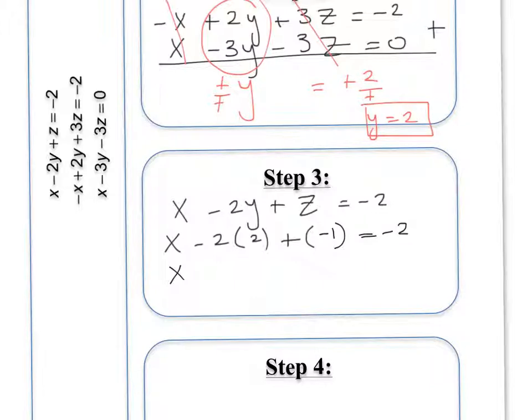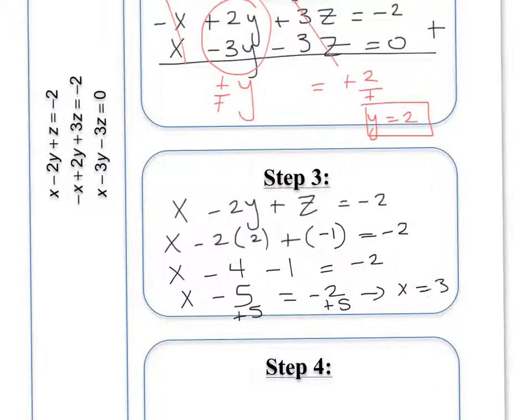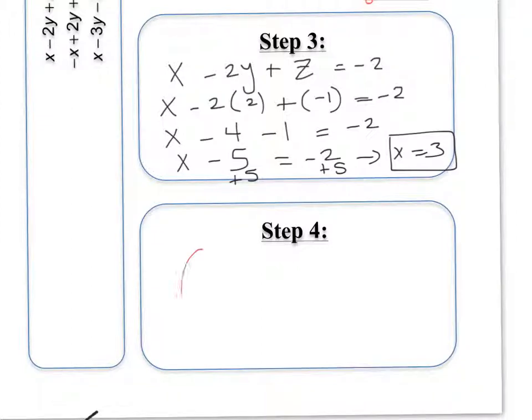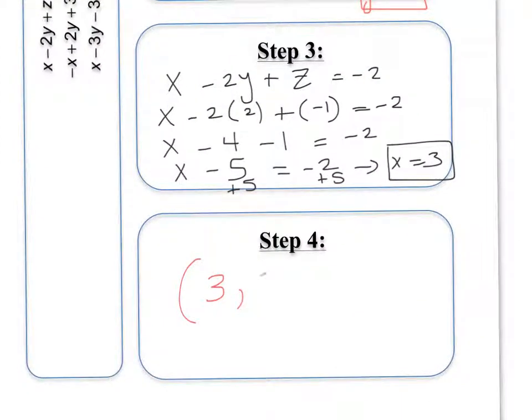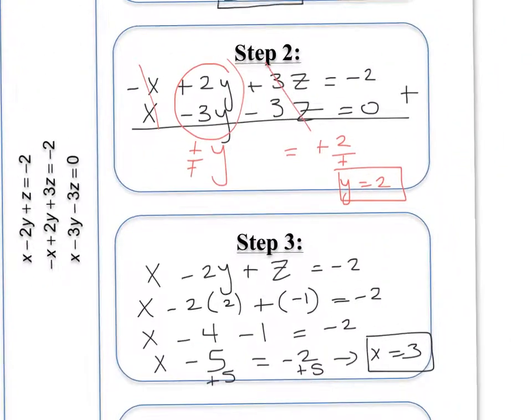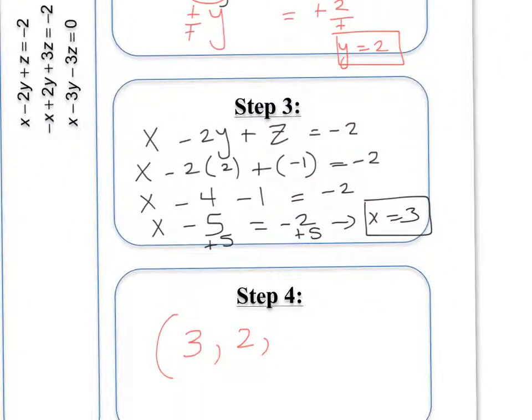Now x minus 2 times 2, that's a negative 4, plus negative 1, so that's a minus 1, equals negative 2. X minus 4 minus 1, or negative 4, negative 1, that's a negative 5. Now to find x, you need to add 5 to both sides. So in this case, x is equal to 3. So your solution is going to be x, which is 3, and then y, which is 2, and then z, which is negative 1.